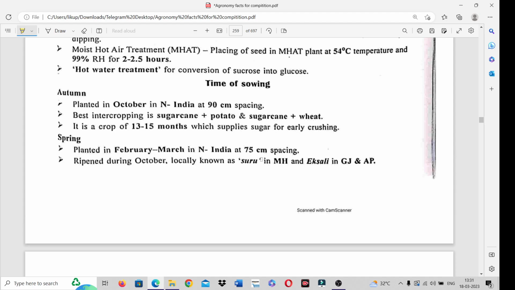Then spring planting is done in February, March in North India at 75 centimeter spacing. Autumn planting is October. Spring planting is February, March. Then ripening during October is known as Suru in Maharashtra, Adsali in Gujarat.